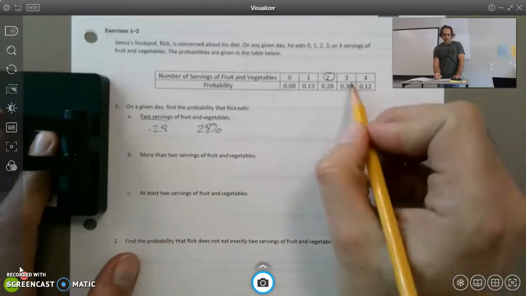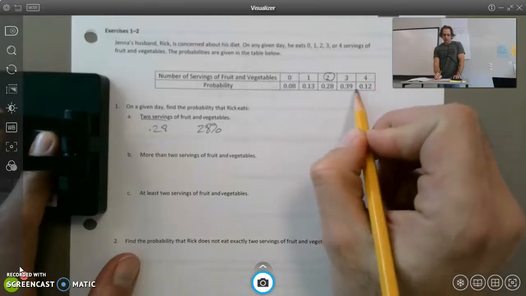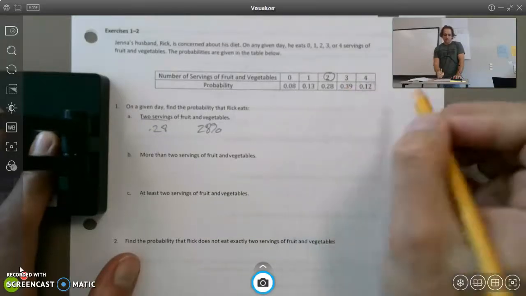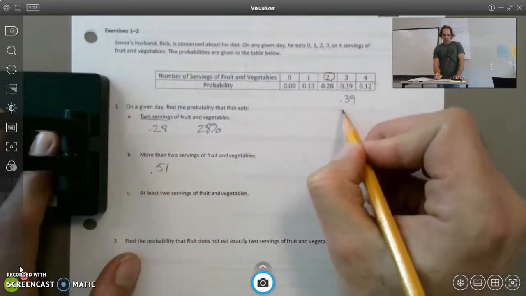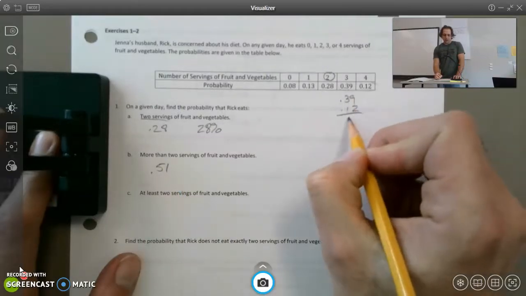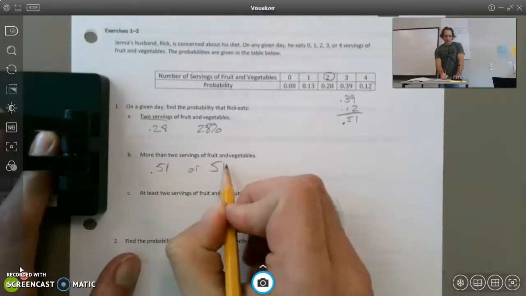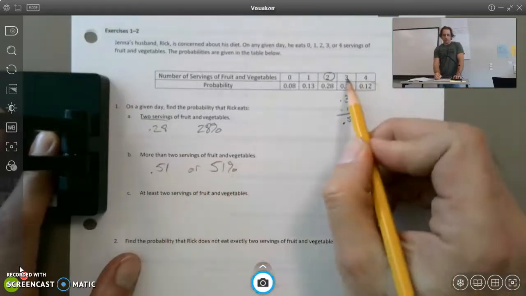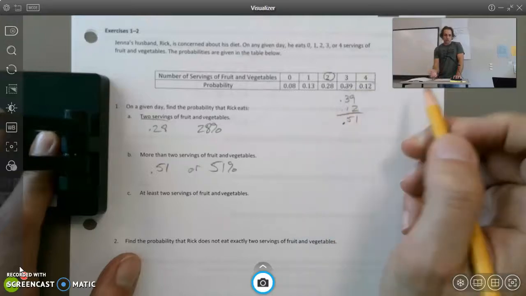What are the chances he eats more than 2? More than 2. So that would be 3 or 4. So together, here we have 51/100ths. All I'm doing is adding these together because it's either one of those. 51/100ths or 51% of the time. The probability that it's 3 or 4 would be either of those, both of those added together.